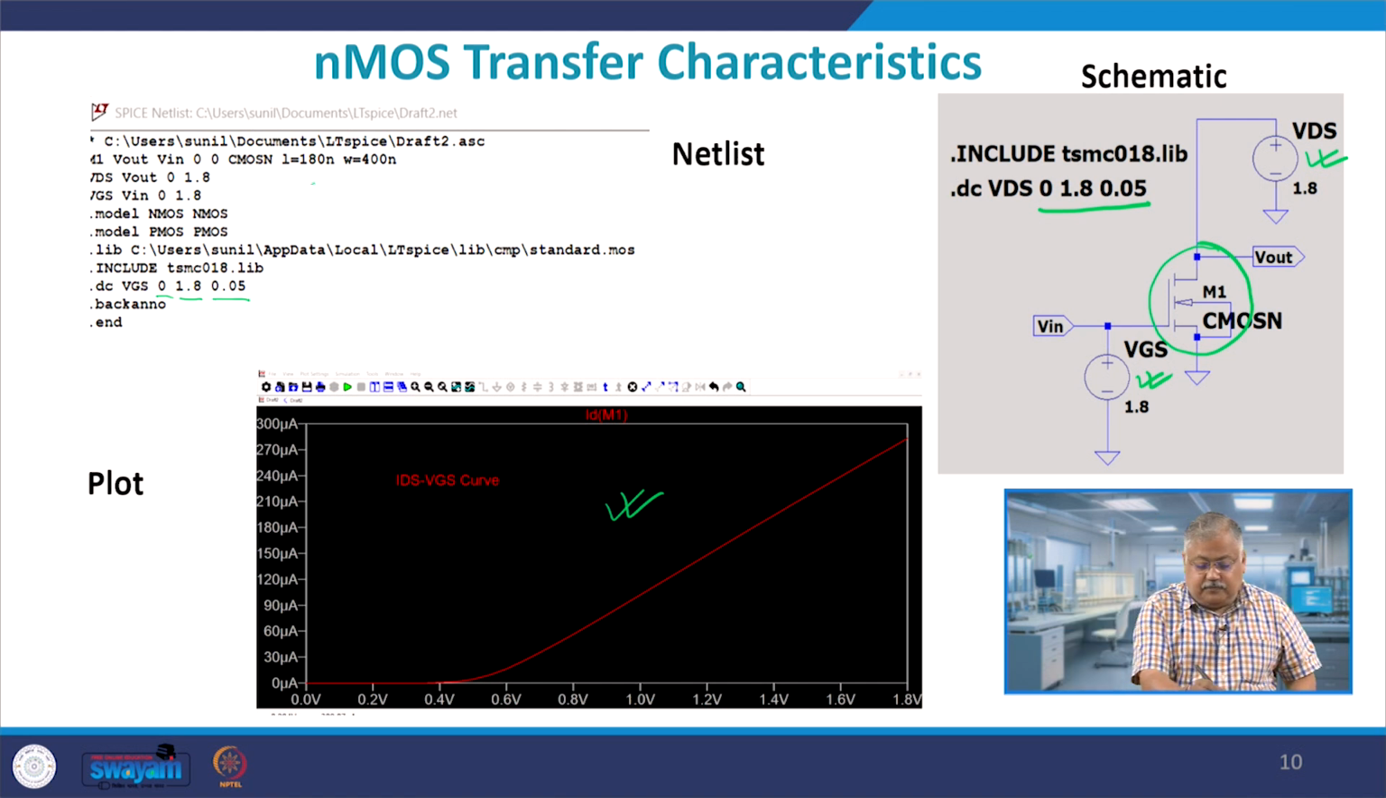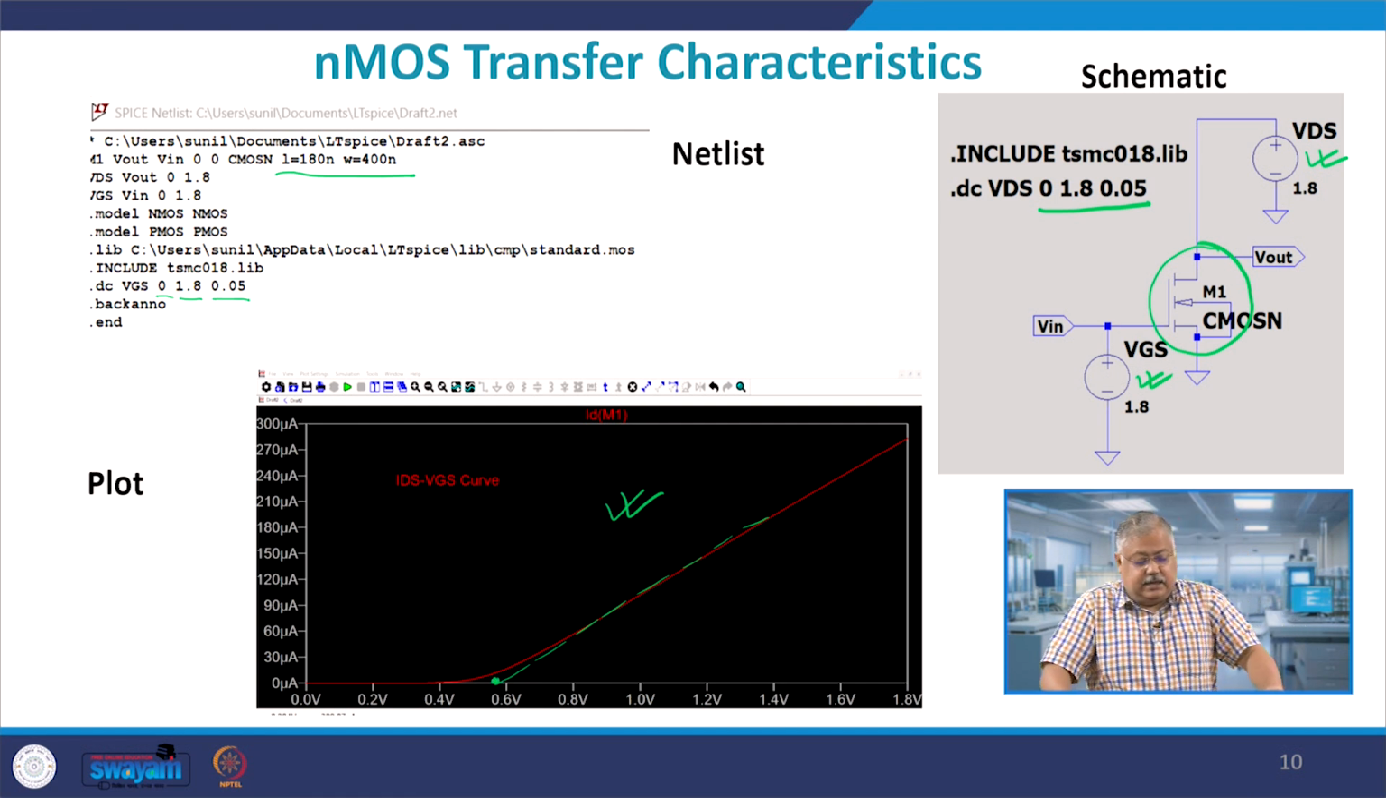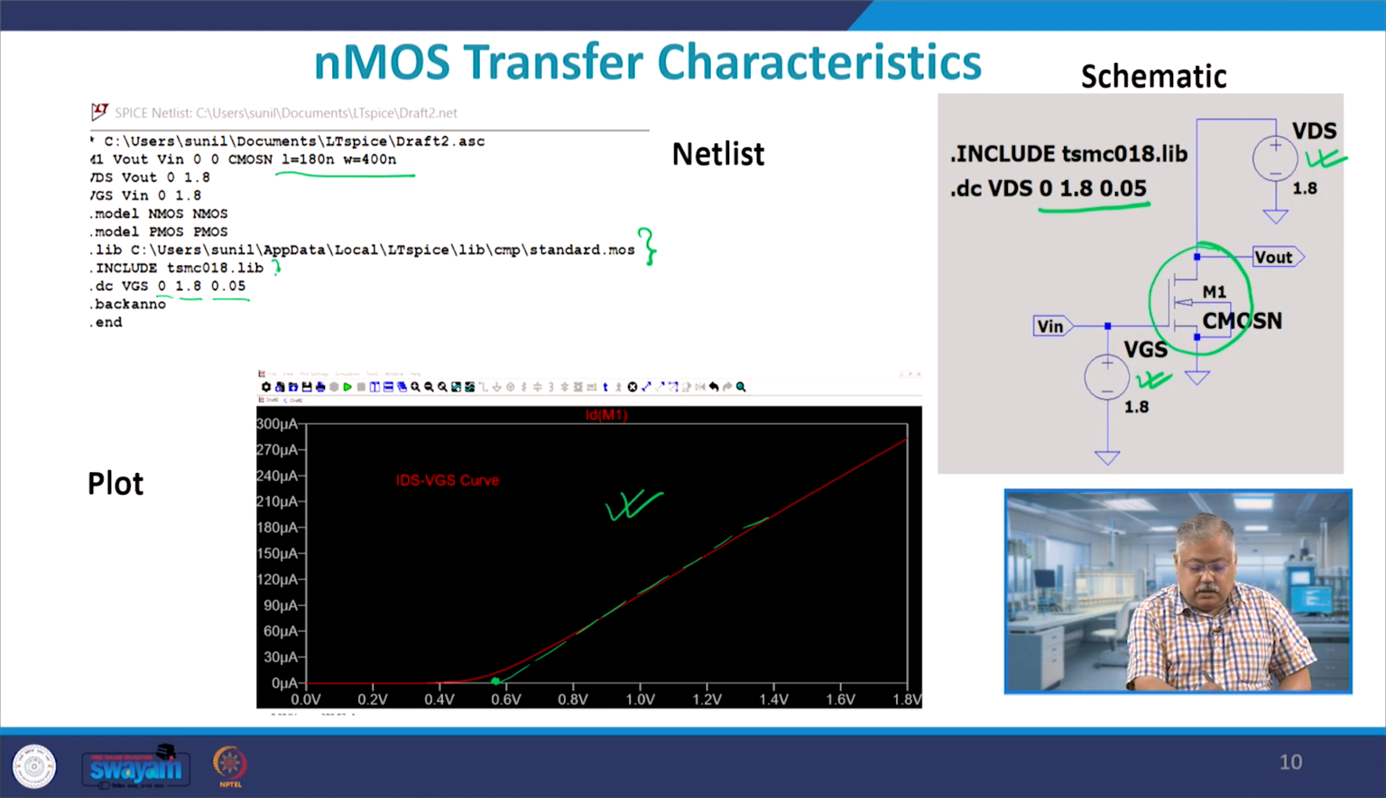So, the length of this device is 180 and the width is 400 here, and if you therefore extrapolate it backwards in a sense, you will get the threshold voltage somewhere between 0.4 and 0.6 in this case. Now, you see this is the library file which we include, right. So, this is an expression from LTspice, right. This is an example for LTspice.